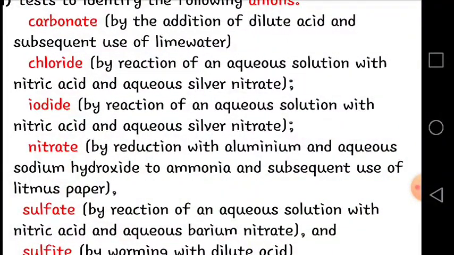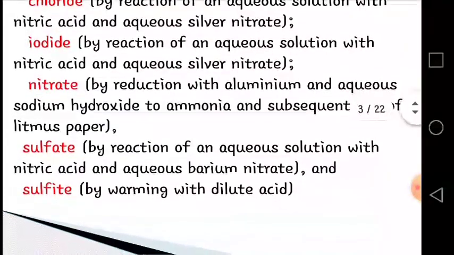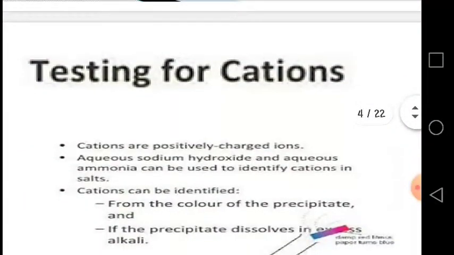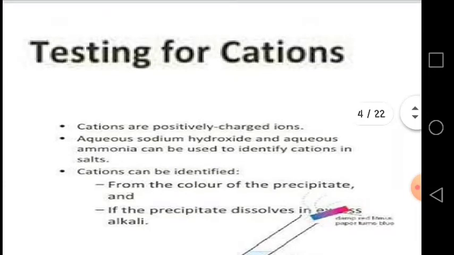Sulfate ions by reaction of an aqueous solution with nitric acid and aqueous barium nitrate, and sulfite by warming with dilute acids. Dear students, qualitative analysis is concerned with detecting the presence of certain species by carrying out simple tests and observing the outcomes.